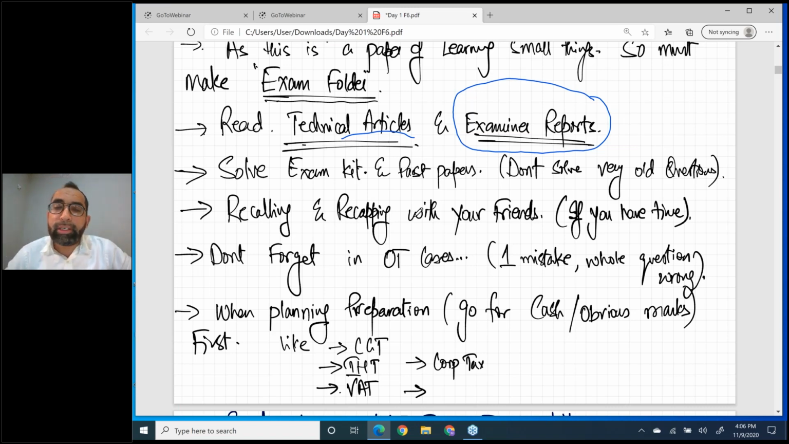Okay, Finance Act 2019. Then this I told you, recalling and recapping with your friends if you have time. See, if you have time, right now we are all running short of time. So this tip was for those students who are doing full time studies.